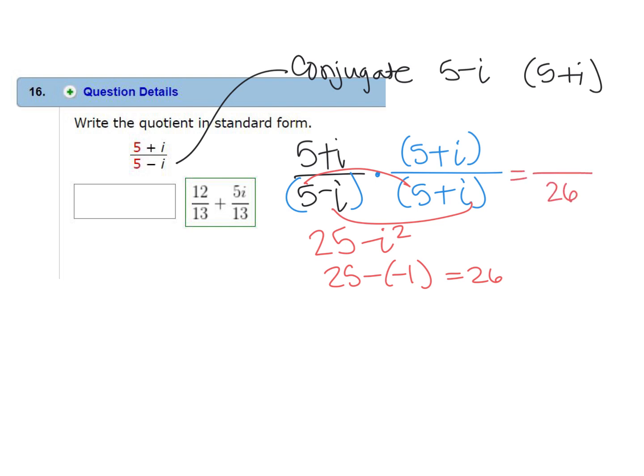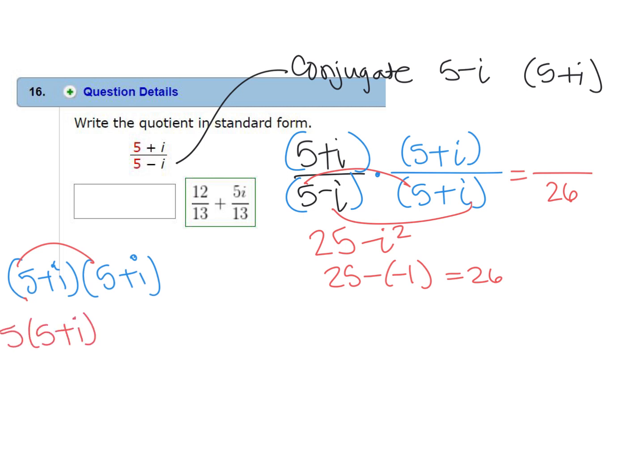Now on the top, I'm going to multiply 5 plus i times 5 plus i, which I'll do over here. It's going to take a little bit of work because it's a binomial and a binomial. So I'll do 5 times 5 plus i. So I'm doing the distributive property, but I could also make a box. Plus i times all of that. And so that would be 5 times 5 is 25 plus 5i plus 5i plus i squared.